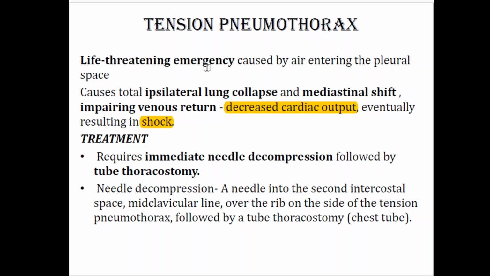How do you manage this patient? You need immediate needle decompression, followed by tube thoracostomy. Now where do you do needle decompression in tension pneumothorax? A needle is inserted into the second intercostal space, mid-clavicular line. You insert the needle and you will cause decompression of the thorax. And after that you do a tube thoracostomy, chest tube insertion, in the fifth intercostal space, right?